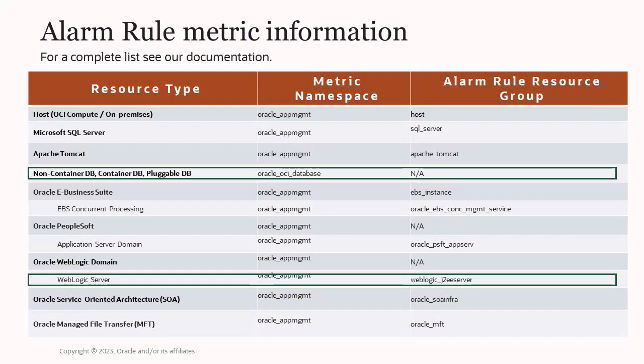Now, Oracle database, on the other hand, is in Oracle_OCI_database. And since that's a very concise set of metrics, there is no resource group there, and you simply choose CPU utilization or wait event or whatever. And all of those metrics are right there for you.